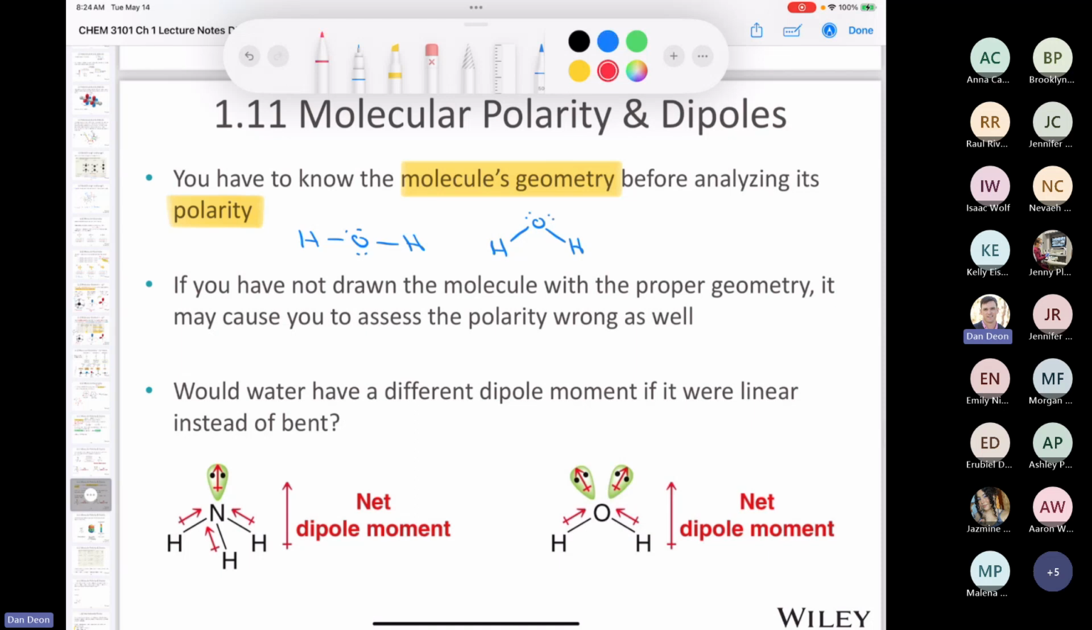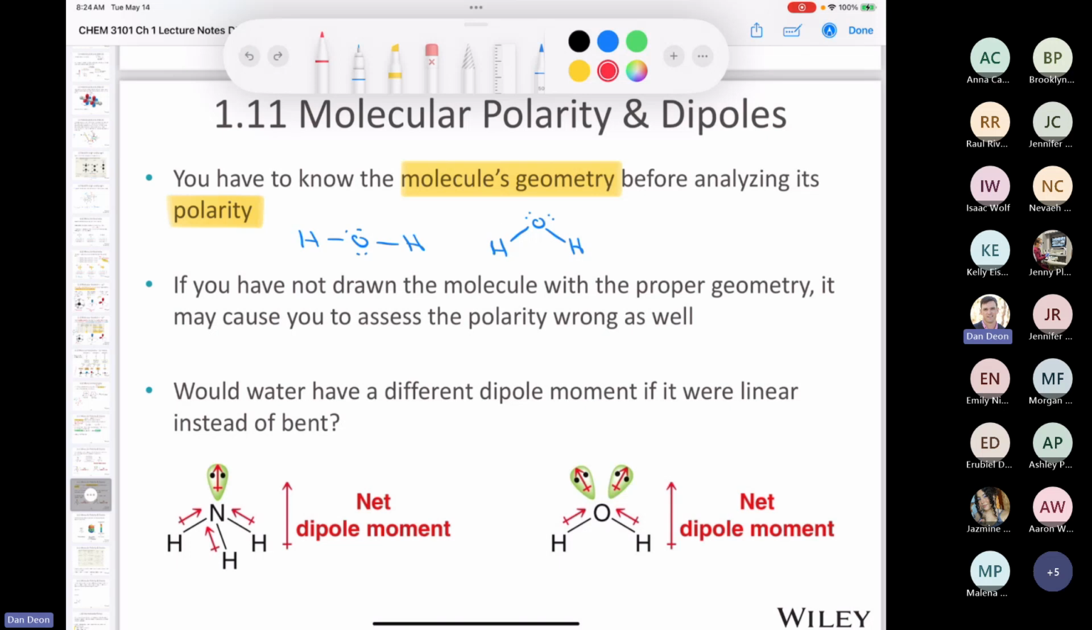If you were to draw it the way that I have on the left-hand side, it would look like the dipoles cancel, right? But they don't. We know that they don't cancel. So this is where organic chemistry gets difficult. This is where chemistry gets difficult, because you have to be able to look at a structure like this one and know in your brain that it's actually bent. You have to be able to make that assessment.